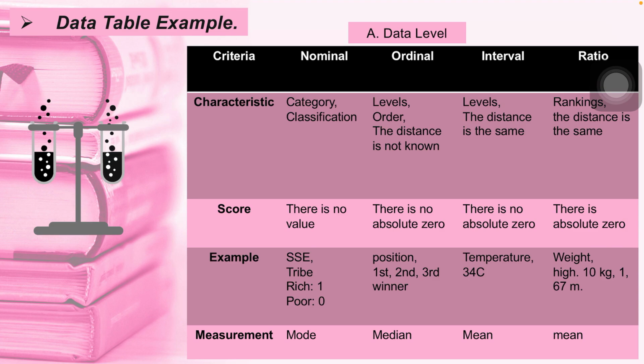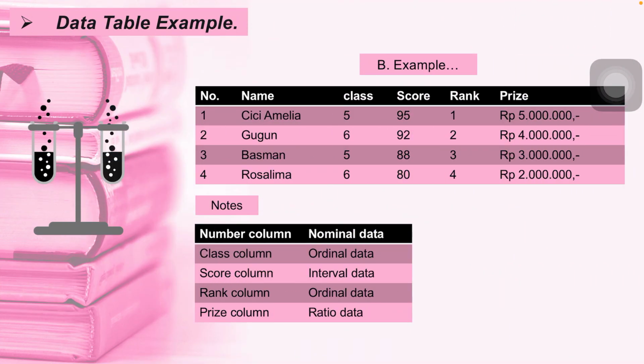And the last one is the ratio variables. The characteristic is using rankings. The distance is the same. The score has an absolute 0. And the example is weight and height, for example 10 kilograms and 1.67 meters. And the measurement is mean, by using mean. Okay, go on to the next slide.